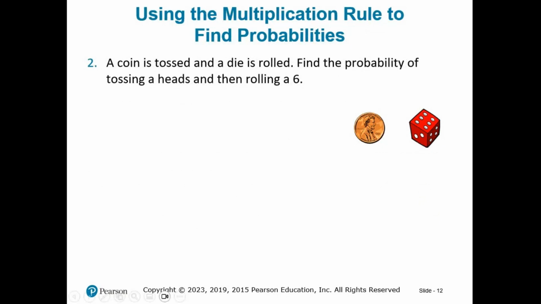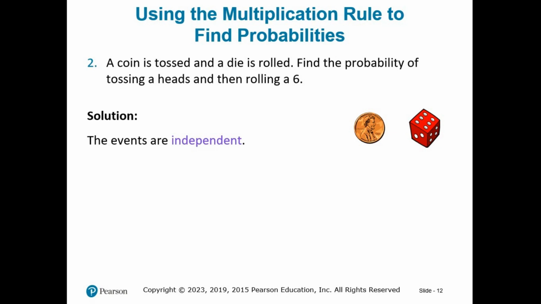A coin is tossed and a die is rolled. Find the probability of tossing a heads and then rolling a 6. Again, this is a situation we've seen before. The outcome of the coin is not affecting whether or not we roll something with the die. So we already said that these were independent events. But now we're not just determining each event, we're finding the probability of them happening in sequence. Before, we were just finding the probability of each one.